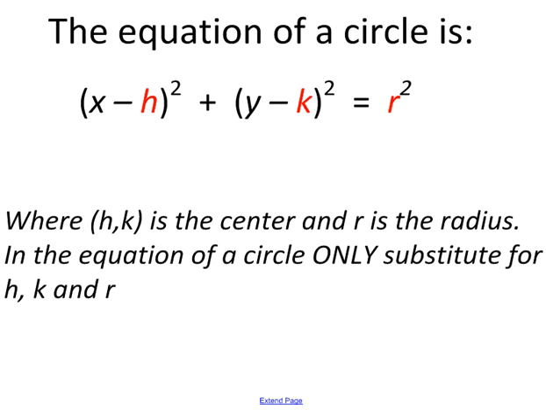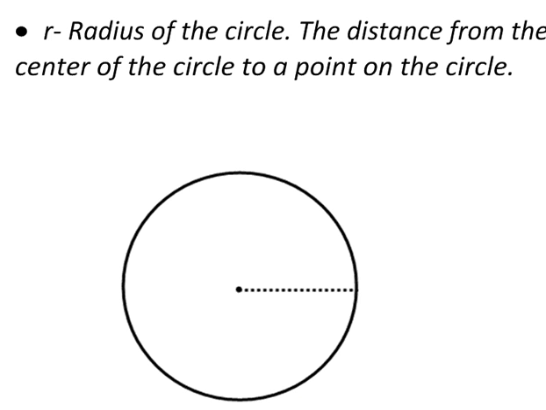So the equation of a circle is (x minus h) squared plus (y minus k) squared equals r squared. H and k represent the coordinates of the center, so it says where (h, k) is the center and r is the radius. In the equation of a circle, only substitute for h, k, and r. Okay, let's briefly go over the radius and h and k.